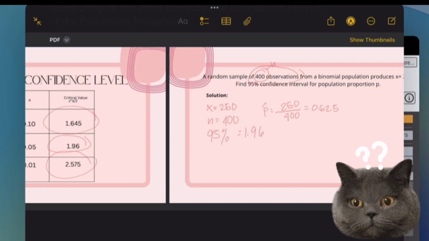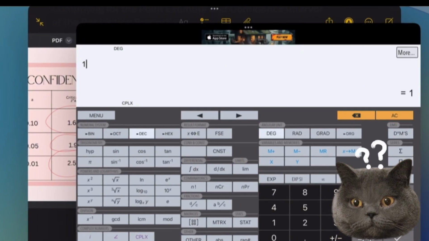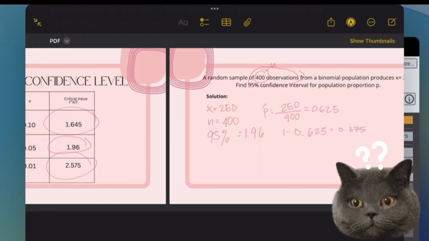Ngayon, our next step is getting the q hat. So, ima-minus lang natin si 0.625 kay 1. So, 1 minus 0.625, we have 0.375.